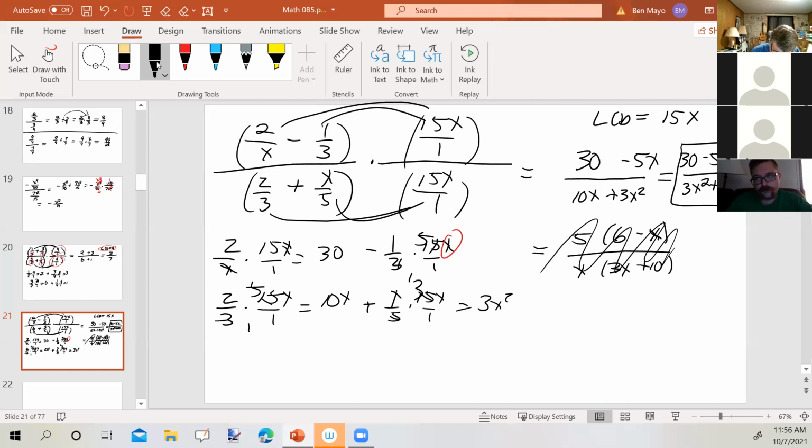Yeah, I need to be more careful with what I got rid of and what I didn't. That's one of the dangers of crossing things out. Got to be able to read what you crossed out. Okay.